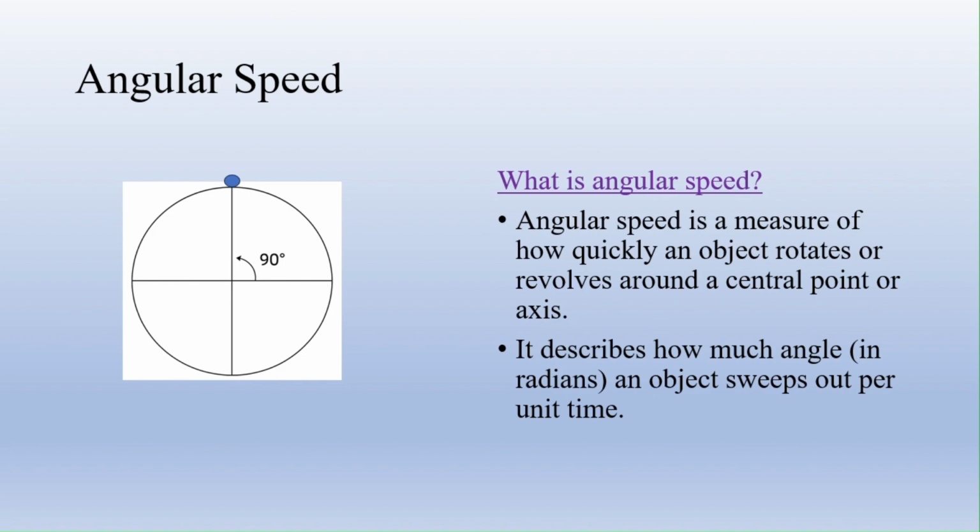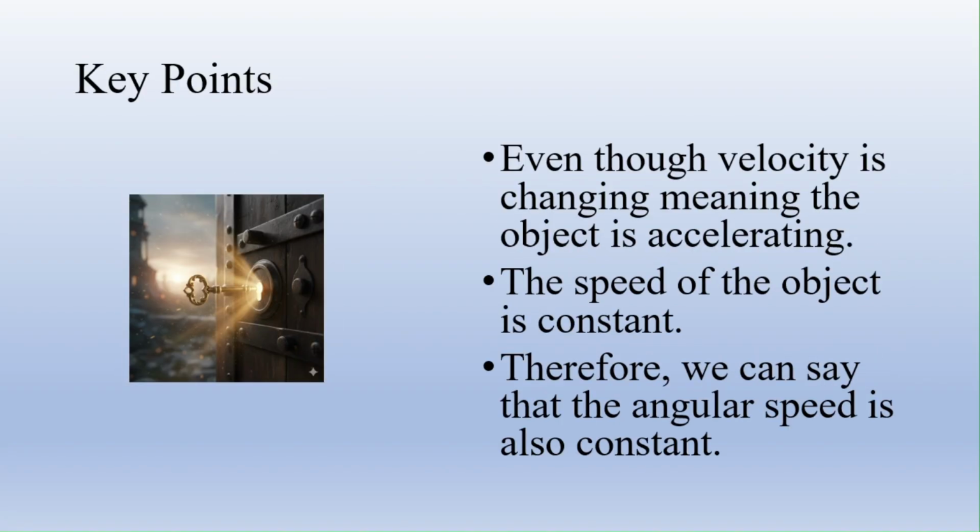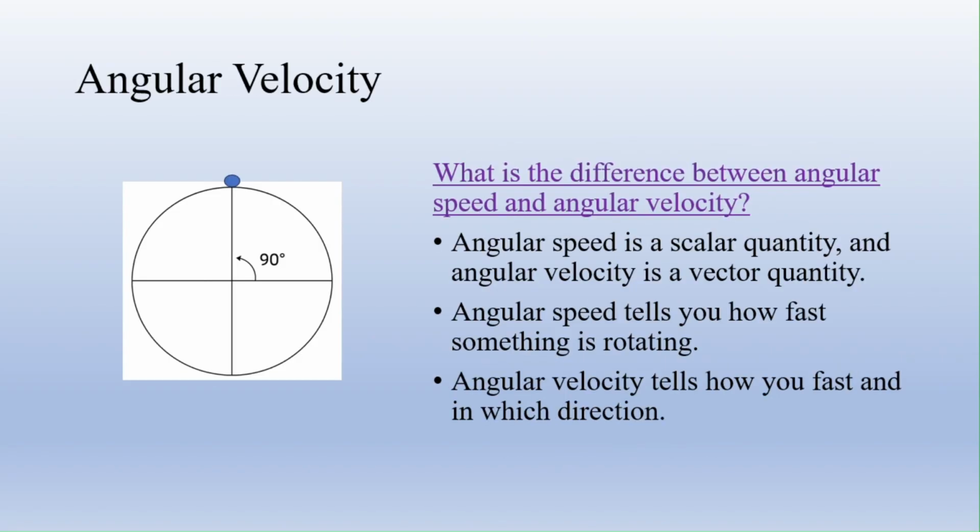Let's move on. Even though velocity is changing, meaning the object is accelerating, the speed of the object can be constant. That means angular speed can also be constant. We don't say that angular speed is like velocity and that it's changing; angular speed can also be constant. Now let's have a look at angular velocity. Remember, speed is a scalar quantity and velocity is a vector quantity.